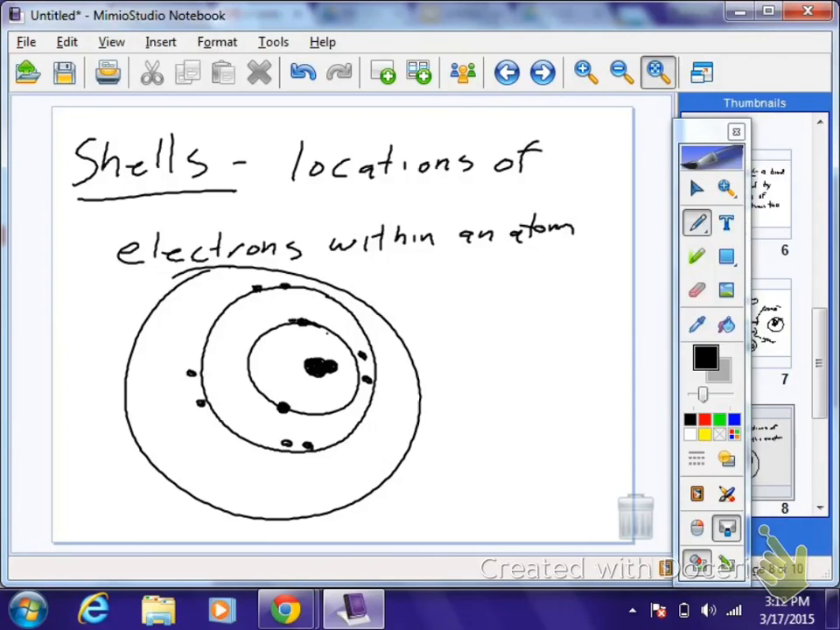Now, if we got into it, some of these shells can have more than eight, but for looking at bonding and how things bond, they're always going to be based upon having eight electrons in the outer shell. If you go to the next higher level of chemistry, then we would talk about how they may have more than that, but for bonding in that class, we always talk about eight. Eight electrons is the most they can have.